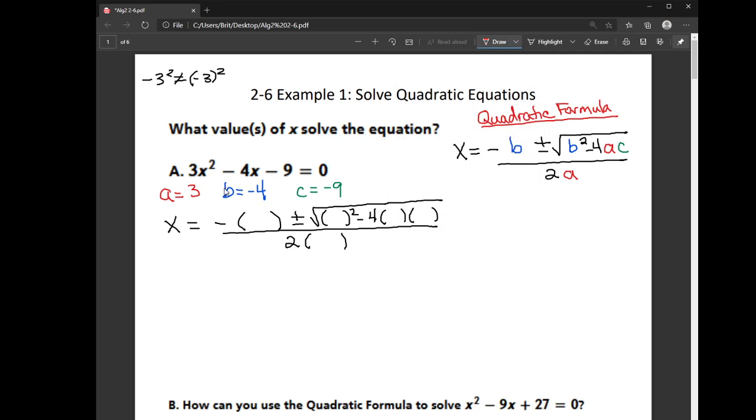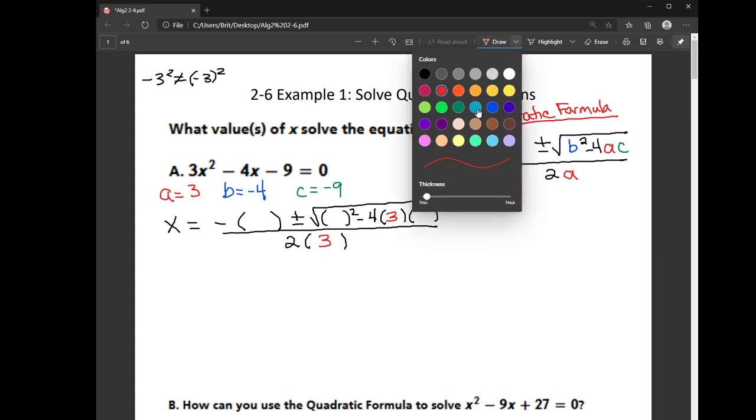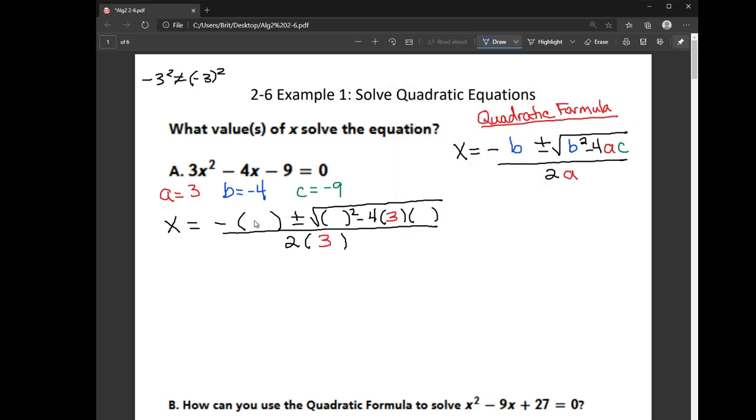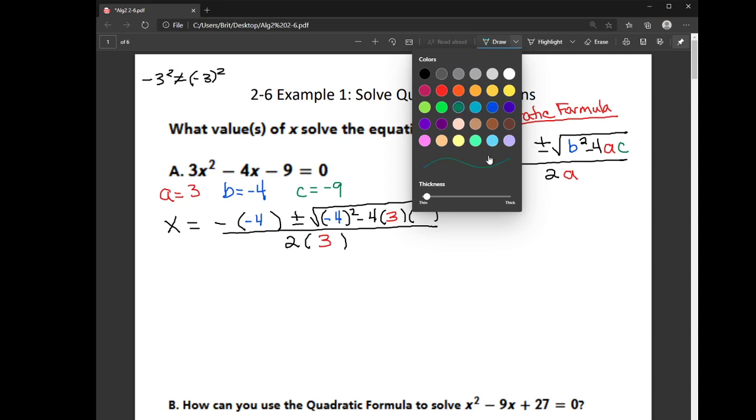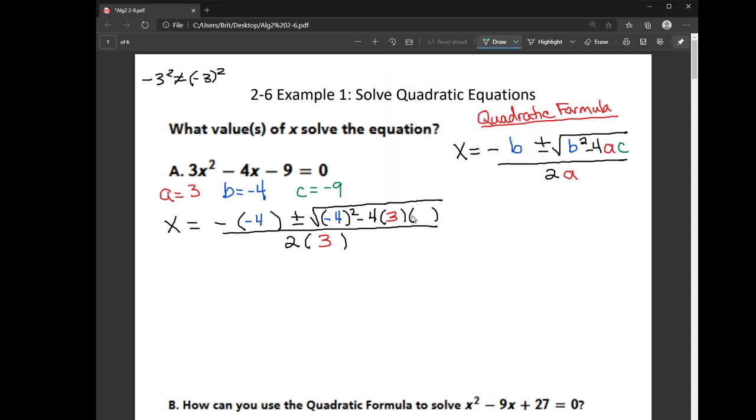Alrighty, so now I'm filling in my a, b's, and c's. So my a goes right after the 4 and right after the 2. I started writing the letter A instead of the number 3. So there we go. My b value, that comes here in the front. This is -4. And my c value comes right here in the rear with a -9.